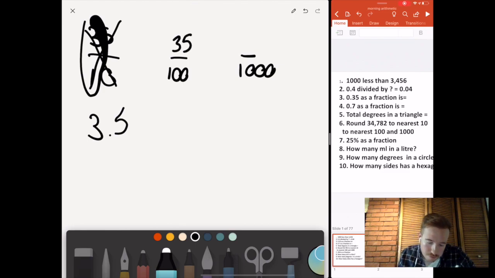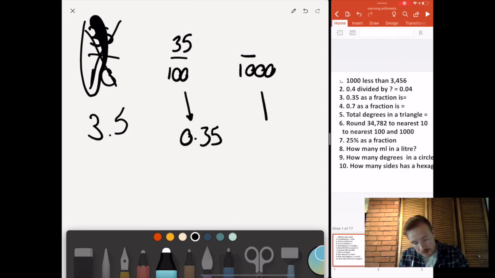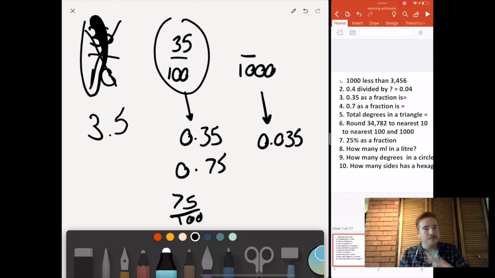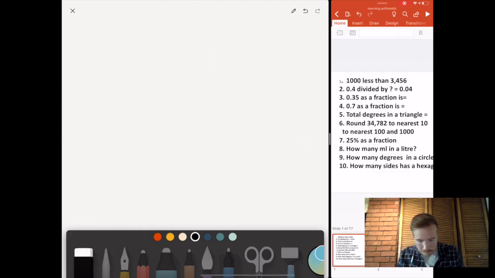You could have 35 out of 100. We could have 35 out of 1,000. If you convert this to a decimal, you get 0.35. If you convert this, you get 0.035. So, going back to the question, 0.35 is a fraction. Well, it's that one, 35 out of 100. You would add 0.75 to it to get a whole, and that's 75 out of 100. So it definitely works. I've checked it 3 or 4 different ways there. I haven't just pulled it out of thin air and guessed. I've had a reasonable assumption, and then I've worked around it and made sure it's definitely correct.